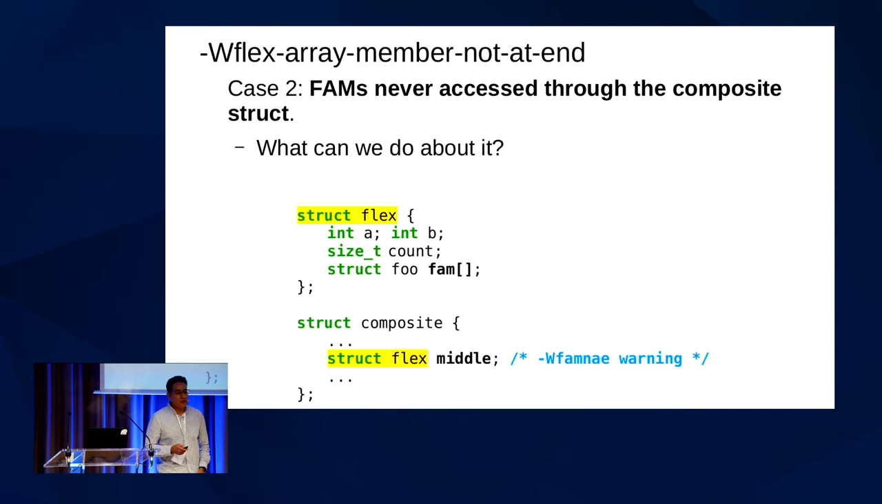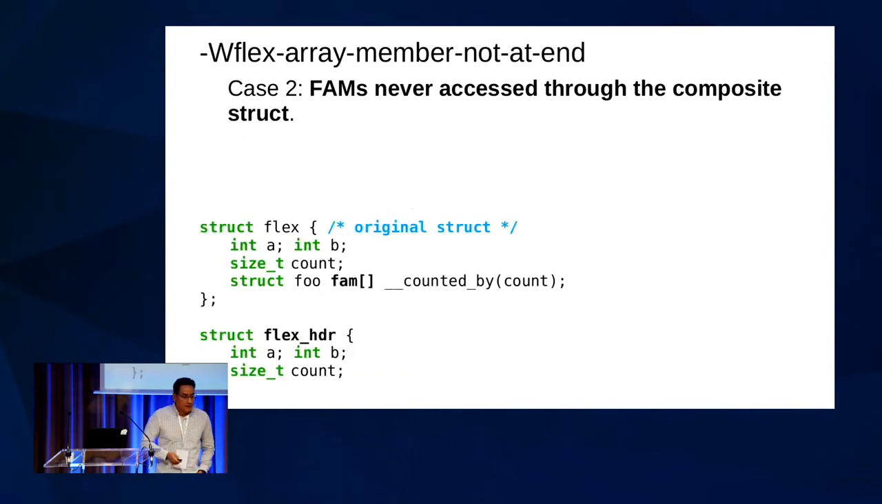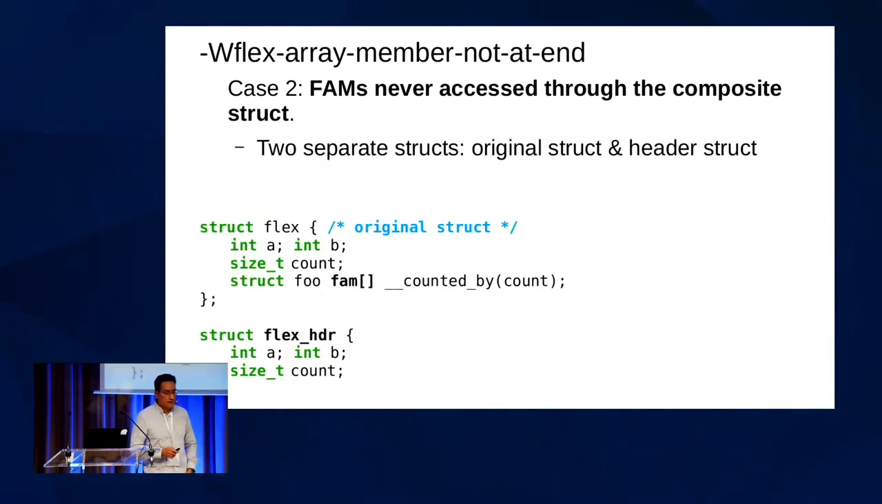So what can we do in this case? How can we fix this issue? If we need the other members in the flexible structure, but we cannot just simply get rid of the flexible array member because we know that it's being used in other parts of the kernel. One potential solution for this is, well, to have two separate structures.